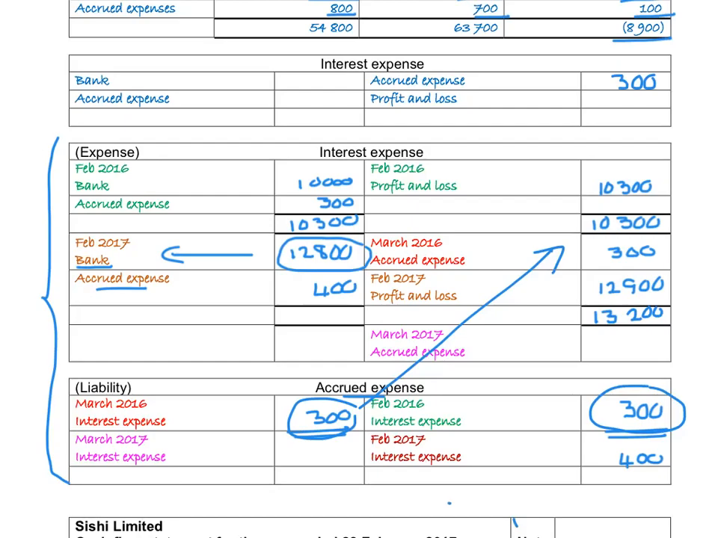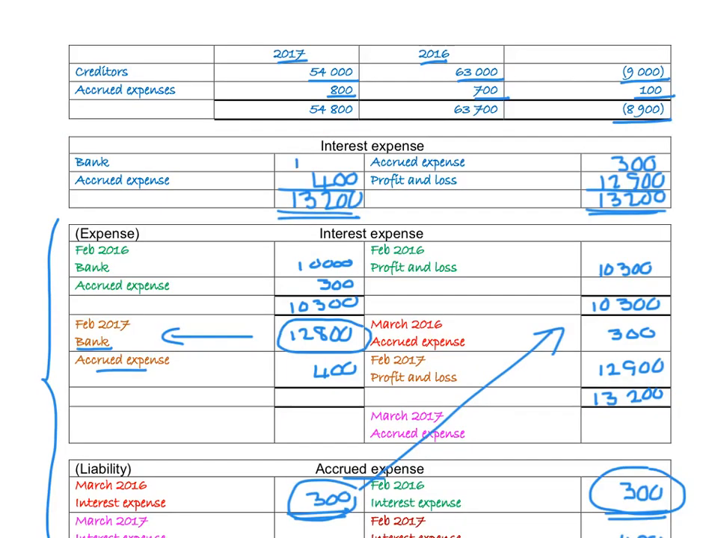At the end of the year, we still owe 400 Rand, so I will show that the interest must increase with 400 Rand. And the amount that will go to my profit and loss that was recorded in the income statement is 12,900. If I add up the credit side, I get 13,200. So that means the total on the debit side must also be 13,200 minus the 400 will give me 12,800 Rand.